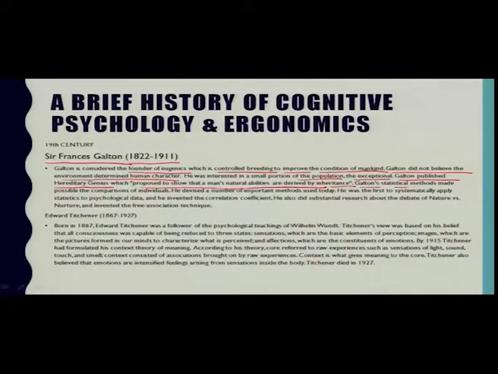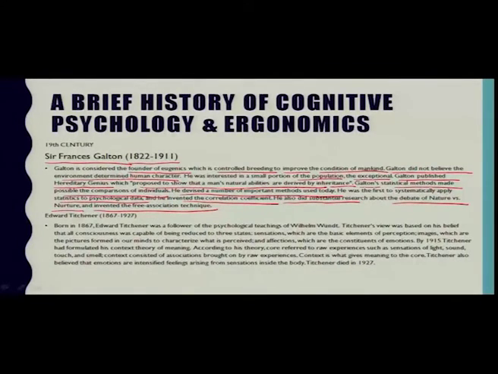Galton's statistical methods made possible the comparison of individuals. He devised a number of important methods used today. He was the first to systematically apply statistics to psychological data, and he invented the correlation coefficient. He also did substantial research about the debate of nature versus nurture and invented the free association technique.